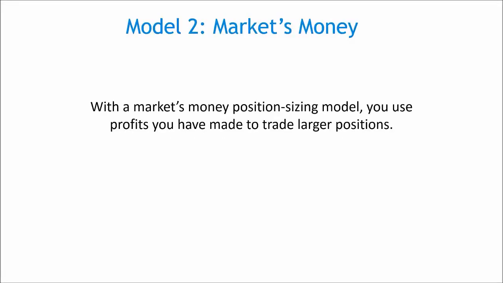Model 2 is markets money. I'm sure you have heard how important it is to protect your initial capital. You will have also heard about some people who become very rich trading currency with very little money. This is where markets money position sizing can help. With a markets money position sizing model, you use profits you have made to trade larger positions, while trading small with your own core trading capital. This way you limit the risks on your initial capital. You can still go for big wins when the opportunity presents itself.